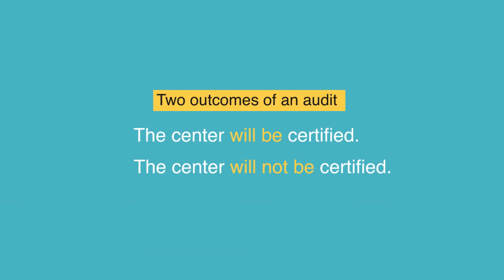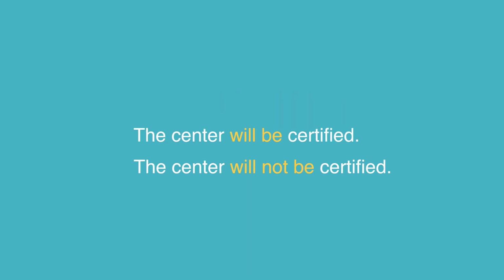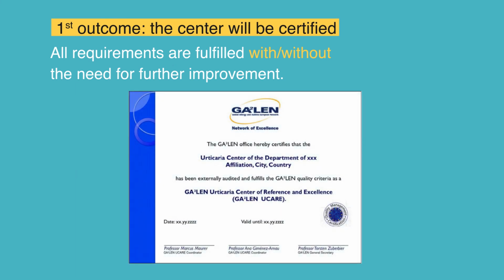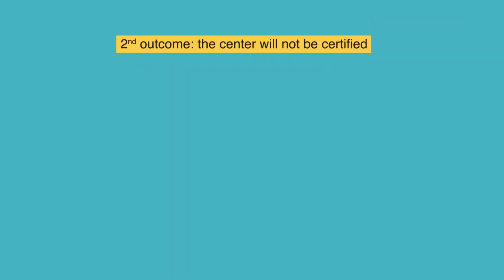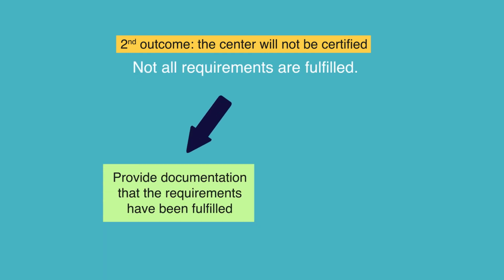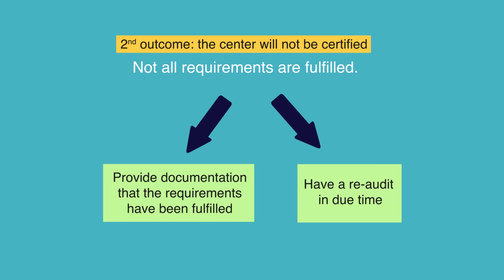There are two major outcomes of an audit as follows. The centre will be certified or will not be certified. The first outcome is that the centre will be certified if all requirements are fulfilled. There may be areas with the need for further improvement, or there may not be. The second outcome is that the centre will not be certified if not all requirements are fulfilled. Then, the centre needs to provide documentation that the requirements have been fulfilled or to have a re-audit in due time.